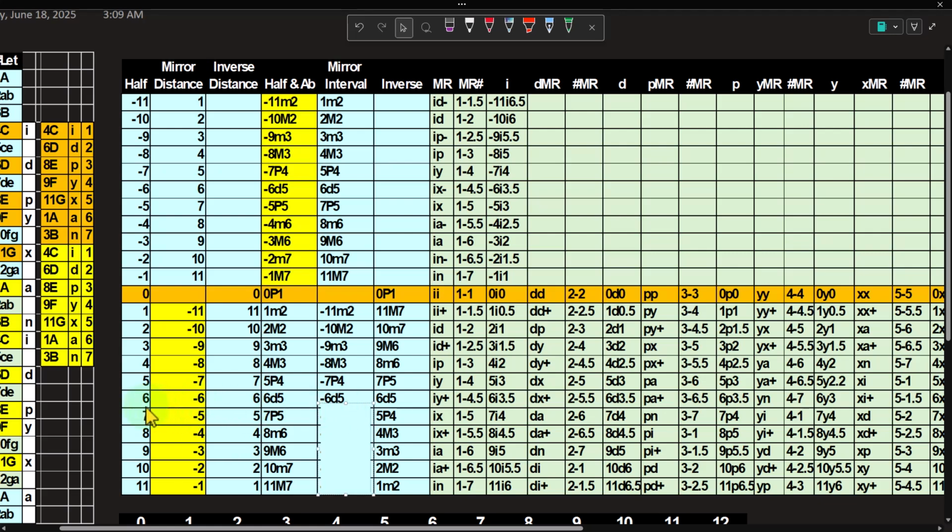If I go 6 forward, 12 minus 6 would be negative 6 backwards, right in the middle of the block. That would be a 6 note away diminished fifth. Therefore, the inverse would be a negative 6 note away diminished fifth, or possibly augmented fourth, if we don't get messy with that one.